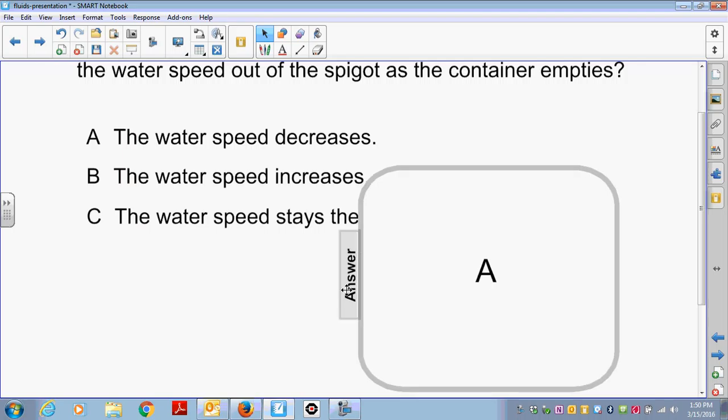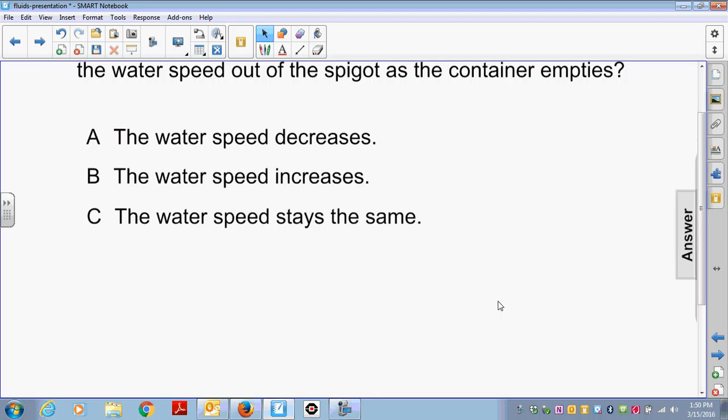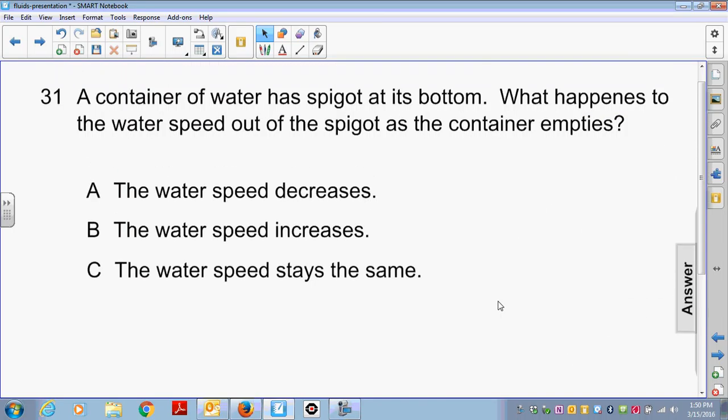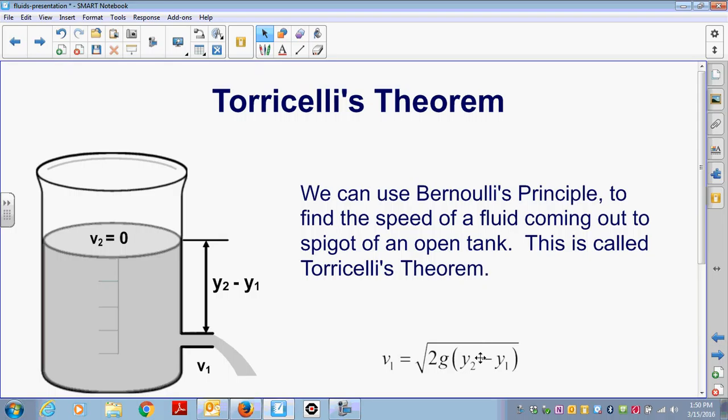Hopefully you chose that it decreases. As you decrease the height of the water column above it, as you can see here, you're going to decrease the speed.